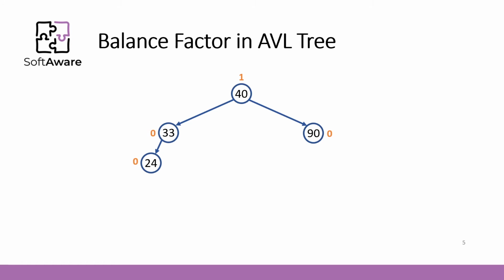Node with key value of 33 will now have height of 1 and 40 will have height of 2 now because the furthest descendant node from 40 is 24. After recalculating heights, we can now check the balance factor for each node to validate our AVL tree.